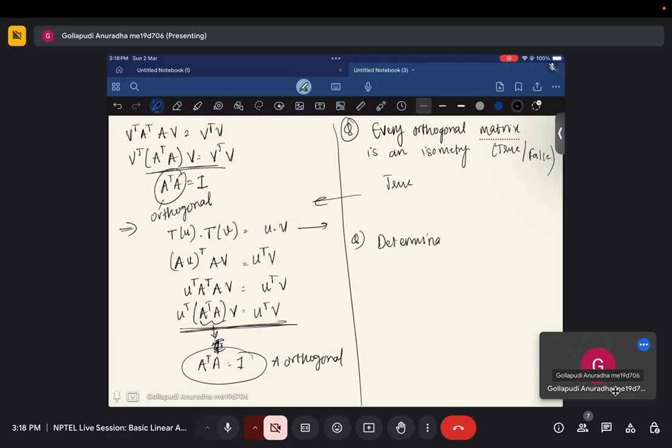The determinant of an isometric transformation matrix is always 1. True or false? So the determinant of an isometric transformation matrix is always 1. True or false? If it is true, why is it true? If it is false, then what will be the correct statement?